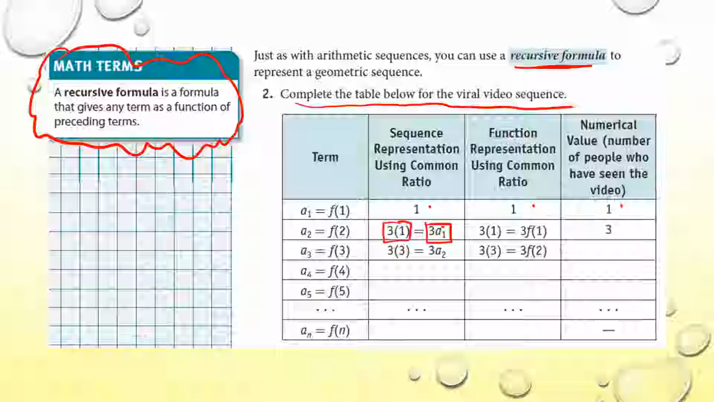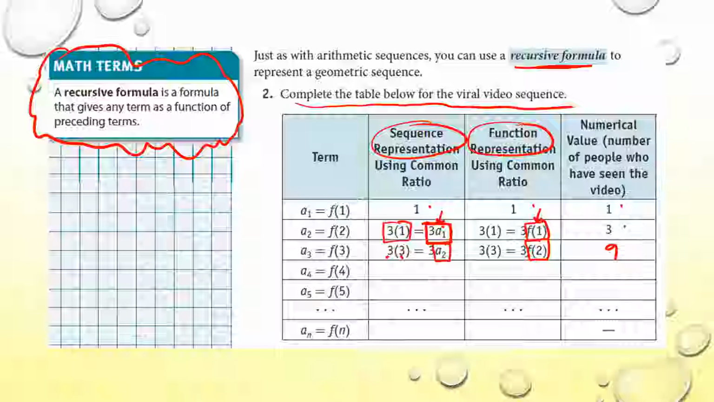So 3 times 1 in function notation would be 3 times f of 1. So here we're showing 3 times 1 is 3 times a sub 1, first term in the sequence. Here we're showing it as 3 times f of 1. So we're showing it in function representation, sequence representation. And at any rate, it was 3. So the third term would be 3 times the one before it, so 3 times 3, which would be in sequence notation 3 times the second term, and in function notation 3 times f of 2.